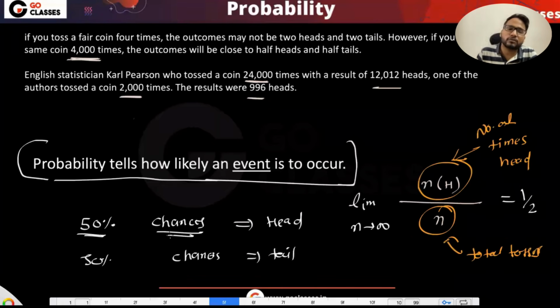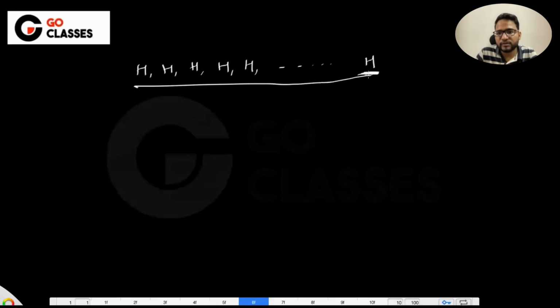Now suppose you toss 100 times and you get head everywhere. Is this possible? Tell me. You toss 100 times and you get heads every time. Yes, it is possible, but the probability will be very low. We will do the probability calculation later, but yes, it is possible, but the probability is very low.